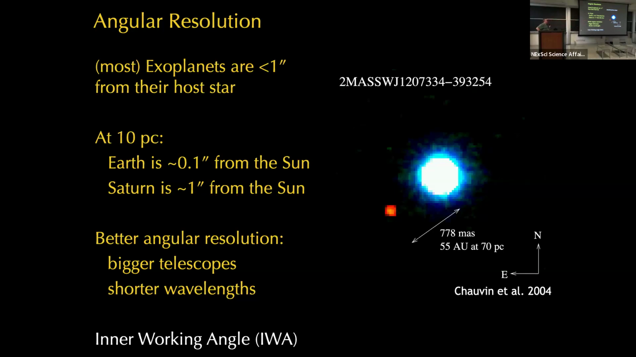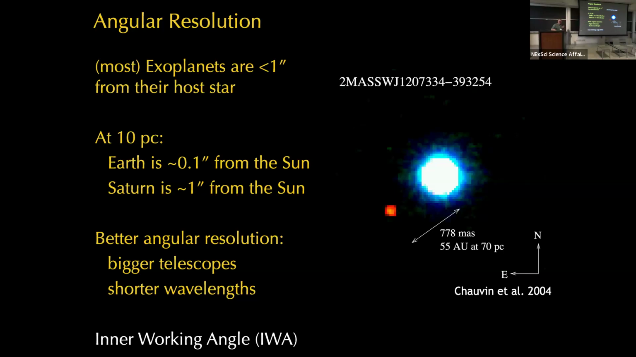So that's a really small angle on the sky that we're talking about between the star and the planet. So it's a faint thing, very, very close to the bright thing. And just to add some numbers here, imagine you're an alien astronomer 10 parsecs away from the solar system, looking back towards the sun. Earth would be 0.1 arcseconds away from the sun, Saturn would be 1 arcsecond away.